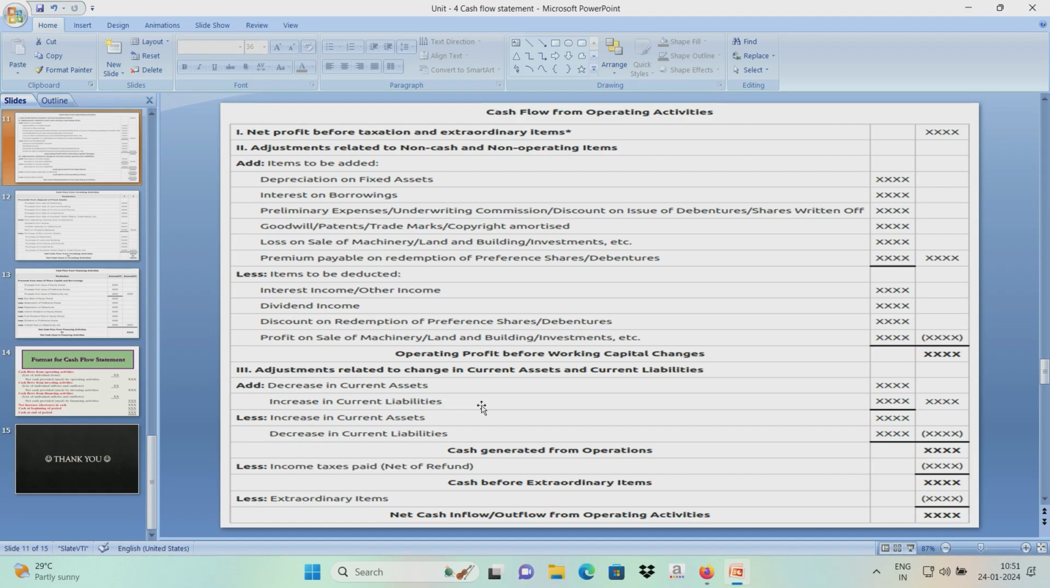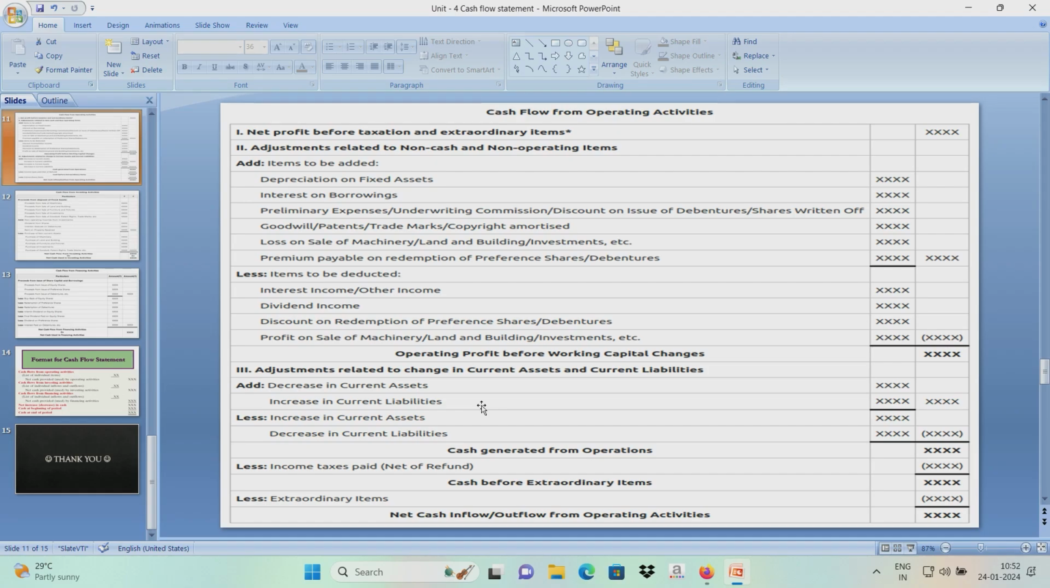So these changes we need to find out, and we need to adjust them with the operating profit before working capital changes, and this adjustment gives us the cash generated from operations. After finding this cash generated from operations, next we need to subtract our income tax. After subtracting the income tax, we are able to find out the cash before extraordinary item.